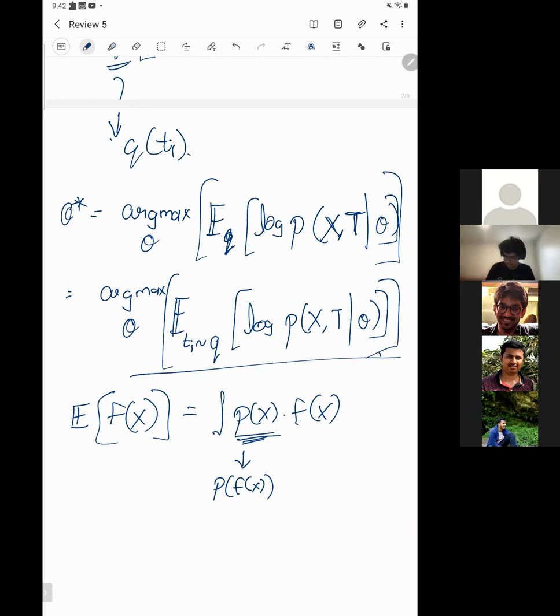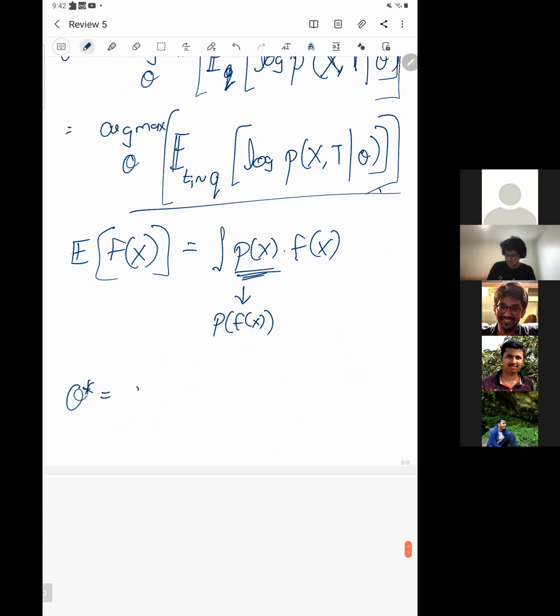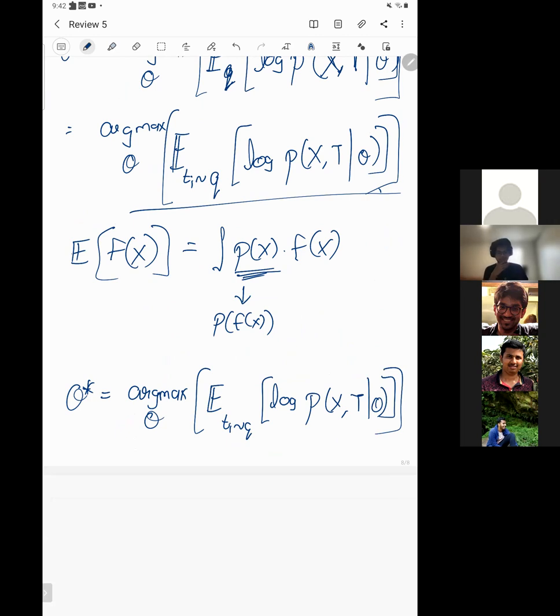So all you need to do in the M step is just maximize over the expectations. And even this is hard sometimes. And then what people do here is use Monte Carlo.